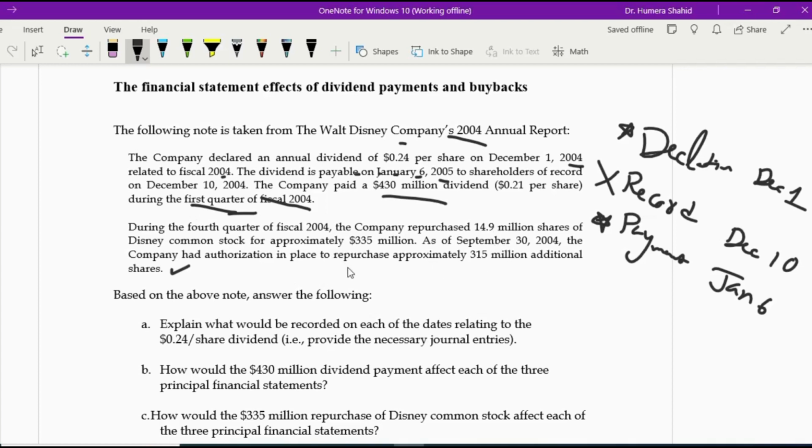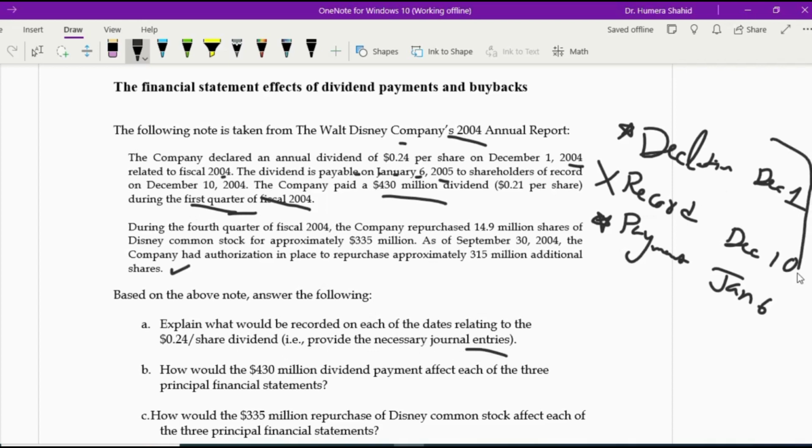Okay. Based on the above notes, answer the following questions. So we need to give some answers. Explain what would be recorded on each date related to the 0.24 per share dividend. So we need to calculate what we are going to record. So they are actually asking about the journal entries.